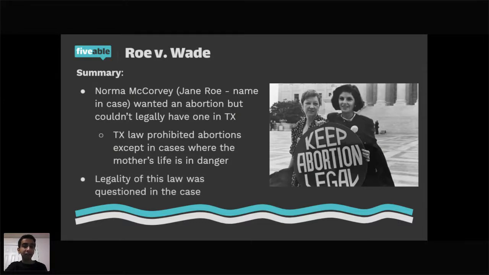The legality of that law was what was questioned in this case. So she felt that the right to have an abortion was a part of a really broad right of privacy. None of the 10 amendments directly say all people shall have a right to privacy. However, I believe the 1st, 4th, 5th, 9th, and 14th amendments all somehow relate to the right to privacy. So that's where she questioned the legality of the law.